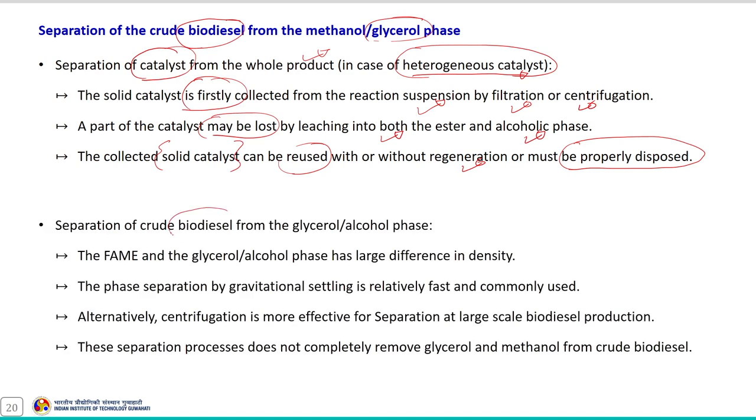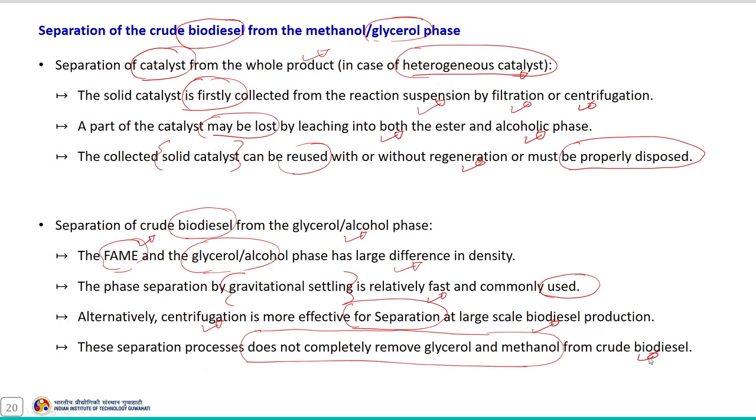Followed by the separation of crude biodiesel from the glycerol alcohol phase, the fatty acid methyl ester and glycerol alcohol phase have a large density difference, and thus this phase separation by gravitational settling is relatively fast, and is the most commonly used technique to separate the fatty acid methyl ester from the glycerol alcohol phase. Alternatively, a centrifuge is used more effectively for the separation at large scale biodiesel production. However, the limitation of this separation technique is that it does not completely remove glycerol and methanol from the crude biodiesel, and some fraction of glycerol and methanol may be observed in the biodiesel.